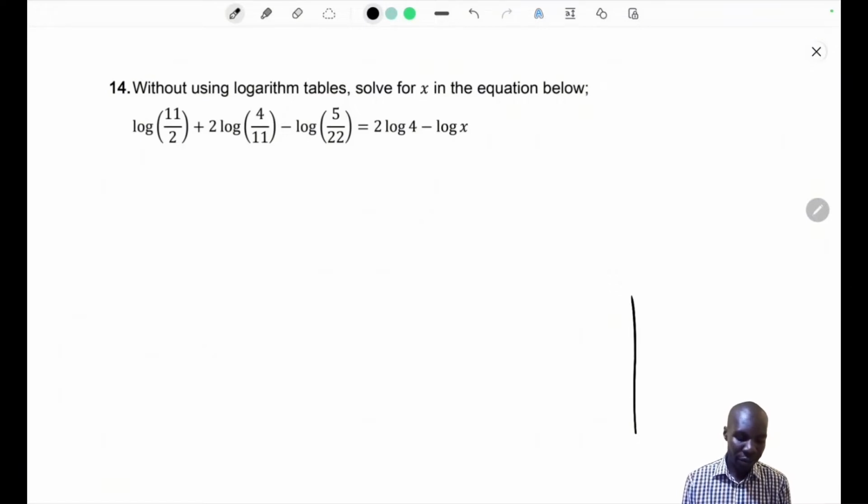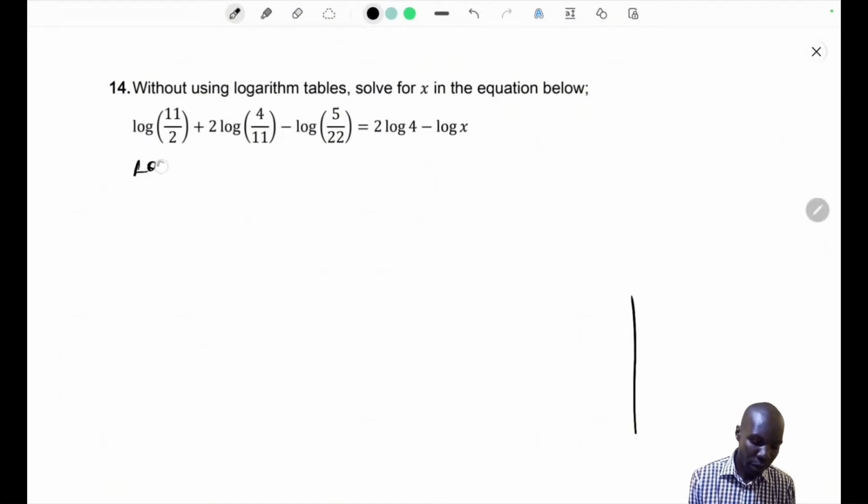Number 14, without using logarithm tables, solve for x in the equation below. So we are given log of 11 over 2 plus 2 log of 4 over 11 minus log of 5 over 22 equals to 2 log of 4 minus log of x.